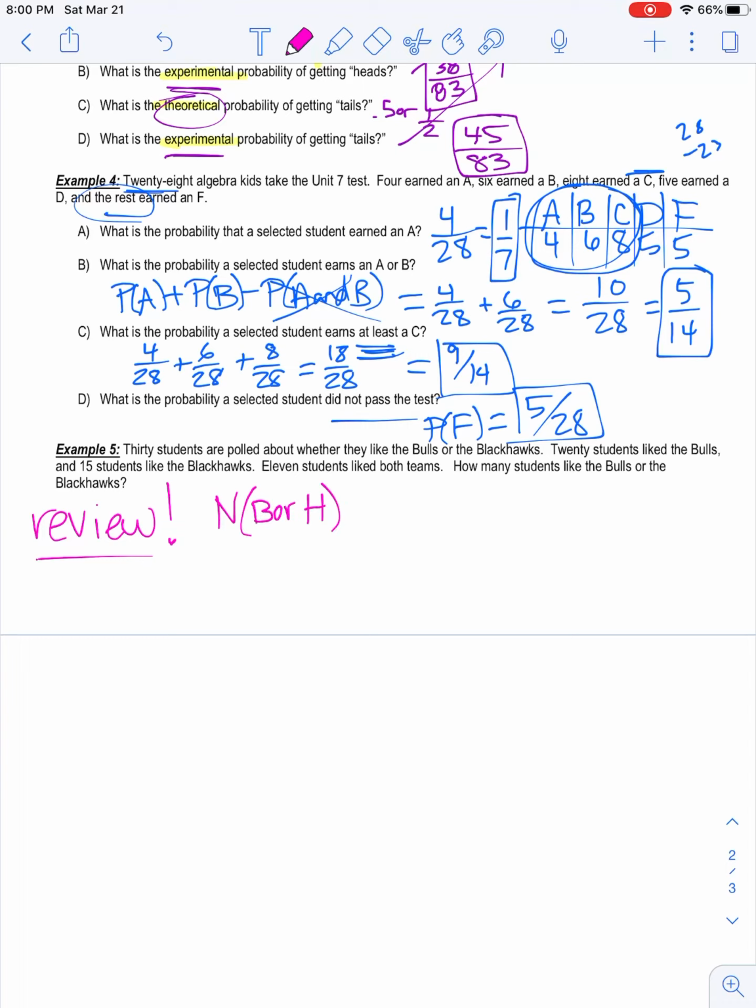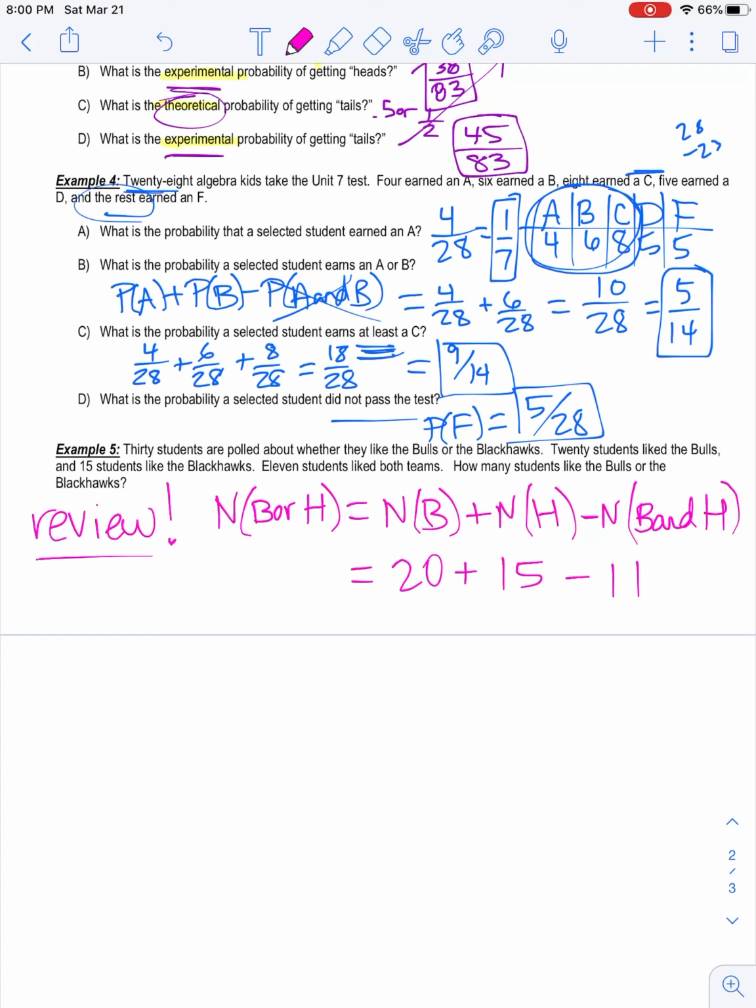I'm going to use H for Blackhawks, for Hawks. So I'm going to take the number that like the Bulls plus the number that like the Hawks minus the number that like both Bulls and Hawks. So 30 are polled, 20 like the Bulls, so this is 20, 15 like the Hawks, and 11 like both. So 20 plus 15 is 35, and 35 minus 11 is 24 students.